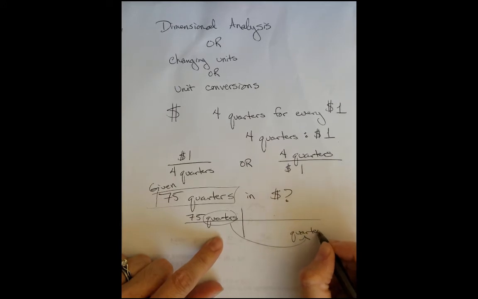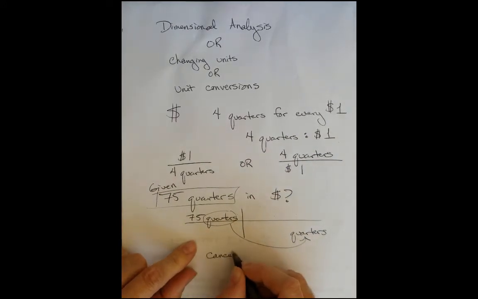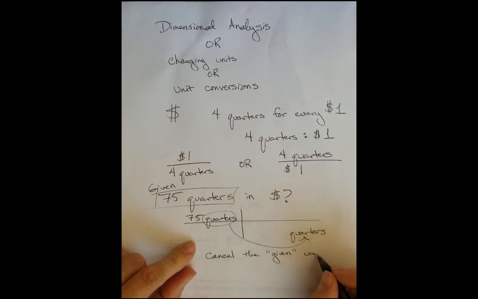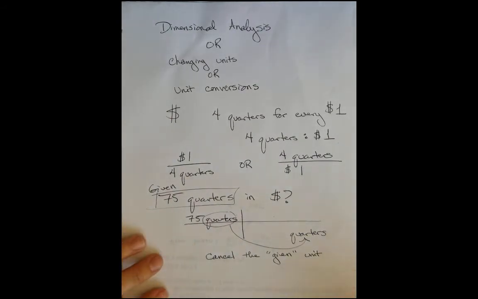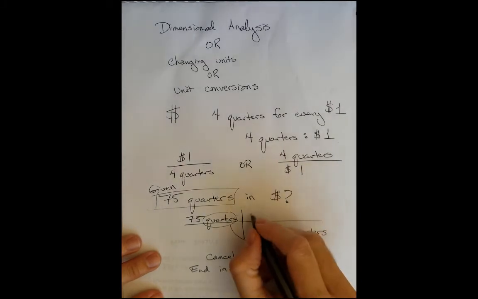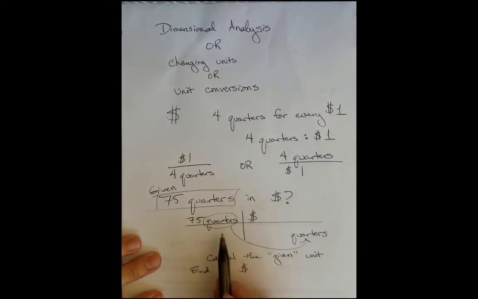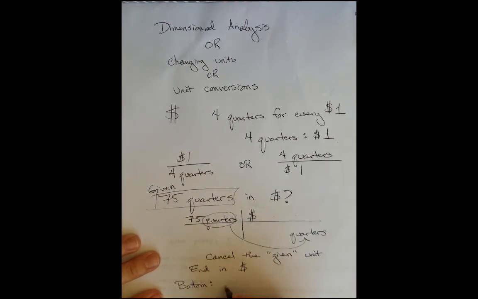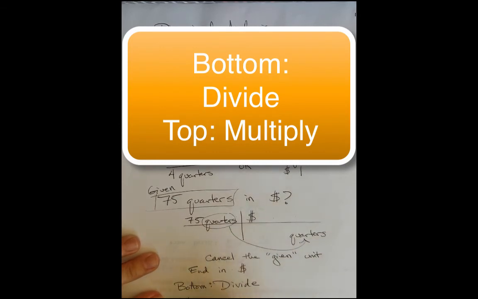So I want my quarters down here. So the goal is to cancel the given unit. The other goal I have is to end in dollars. So if at all possible, I'd really like dollars to be here on the top. Because what's going to happen with this setup is anything that's on the bottom, I'm going to divide. And anything that's on the top, I'm going to multiply. So divide by everything on the bottom, multiply by everything on the top.